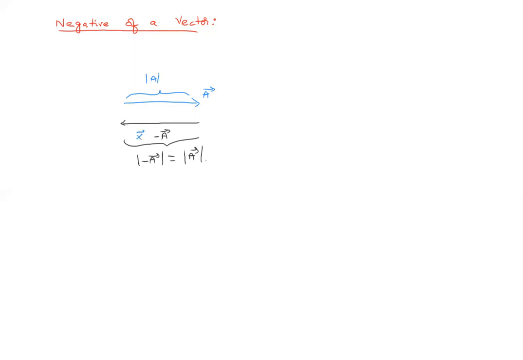So negative of a vector is nothing but reversing the vector. Whatever vector you have, magnitude will remain the same, only direction will change. Direction alone changes, magnitude remains the same. Okay, so this is your negative of a vector.